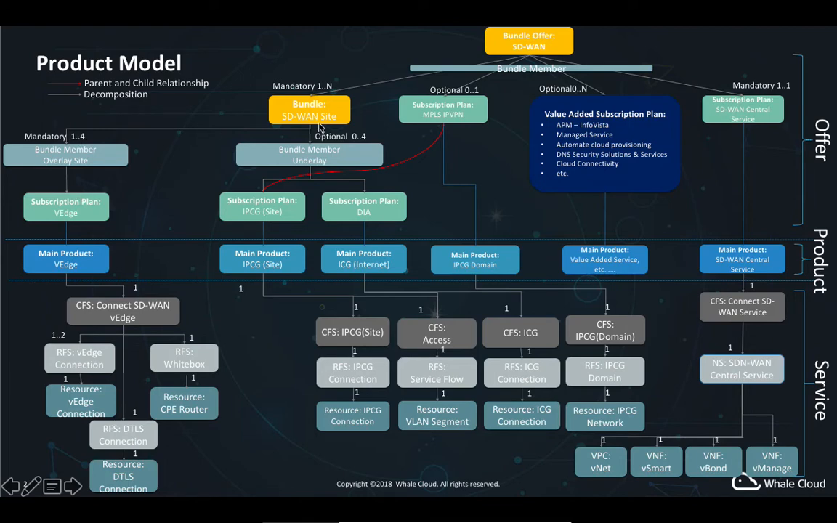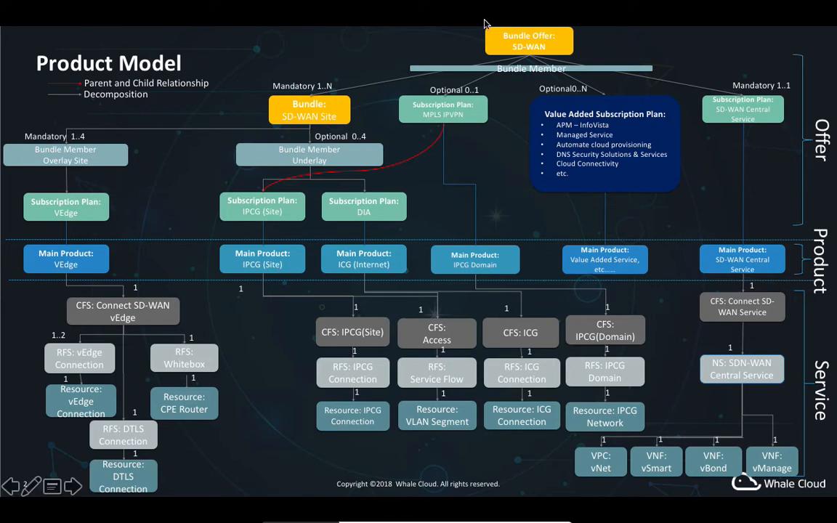For example, for this bundle, they can have a mandatory 1 to 4 overlay and an optional 0 to 4 underlays, which could be IPCG, DIA. You can have 2 IPCG or 2 DIA, so maximally you can have 4. After you have the side bundle, you can form an SD1 bundle in the top layer. This is a bundle-in-bundle concept for multiple branches, offices.